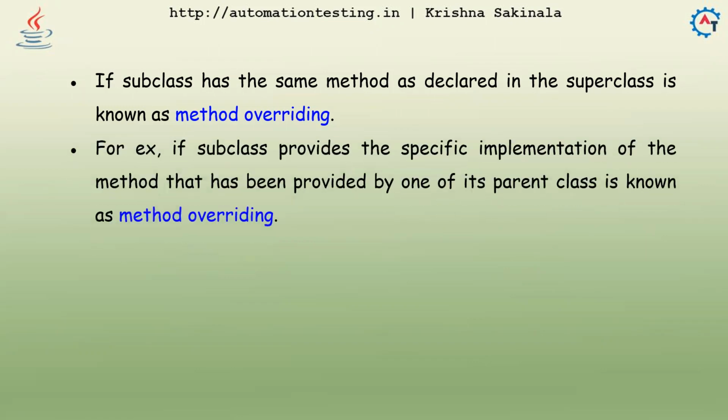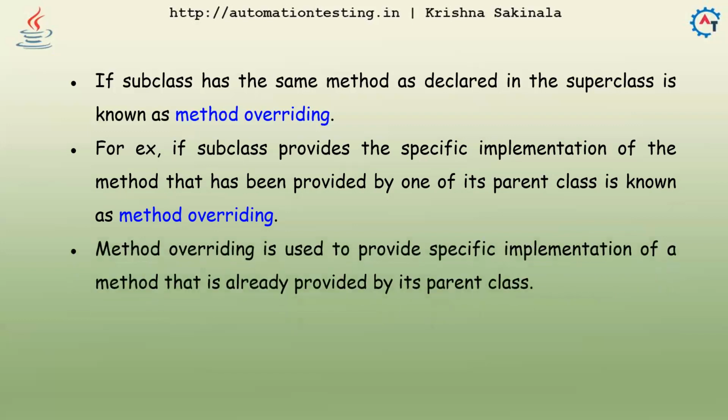For example, if a subclass provides the specific implementation of a method that has been provided by one of its parent classes, it is known as method overriding. You have a method in the parent class and the same method in the child class, and you have a different implementation for that. That is called method overriding. It is used to provide a specific implementation of a method that is already provided by its parent class, right? You'll have your own implementation for that method. Because of that, you will override the method.